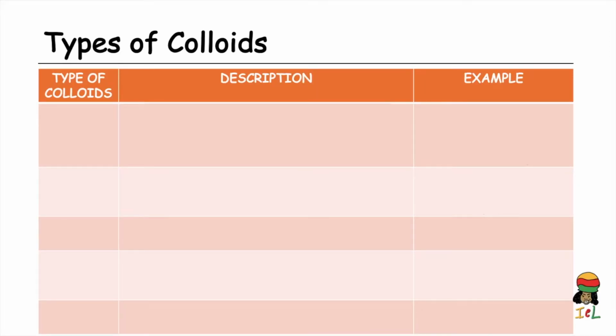Types of colloids. Colloids are classified into 5 groups, starting with aerosols. Aerosols are formed by adding liquid particles to a gas medium, example, fog, mist, hairspray.